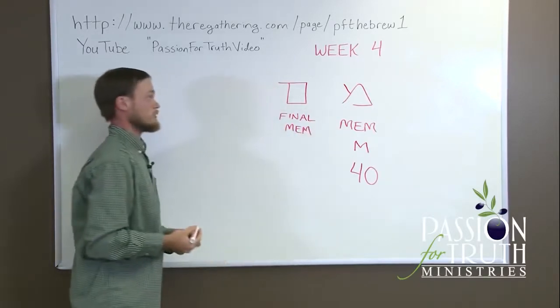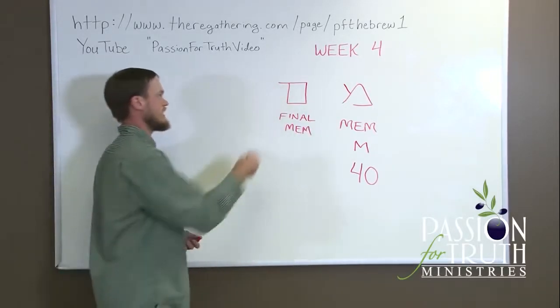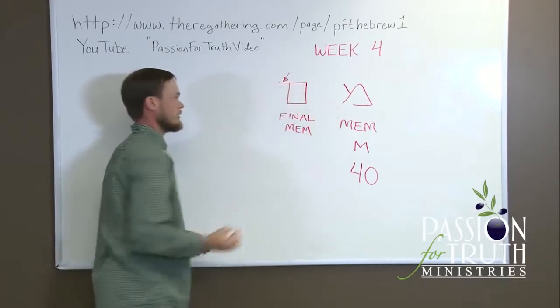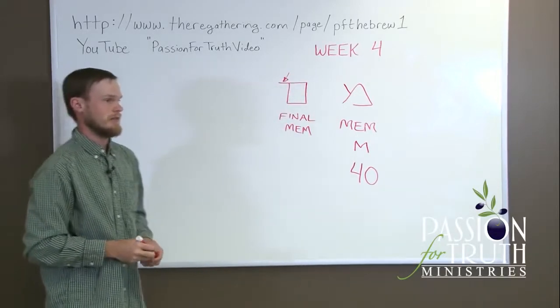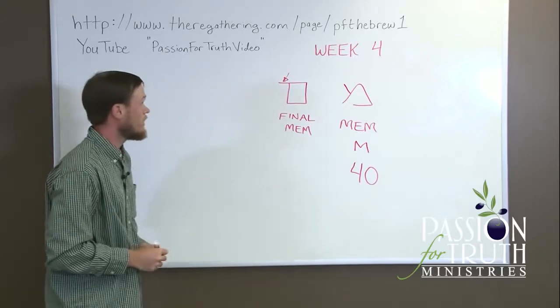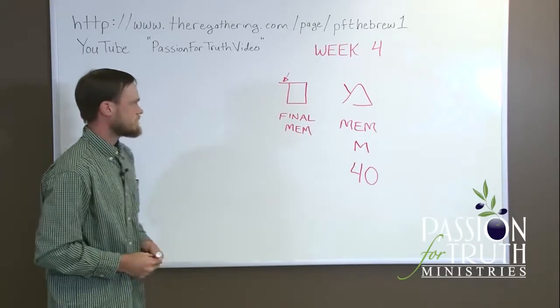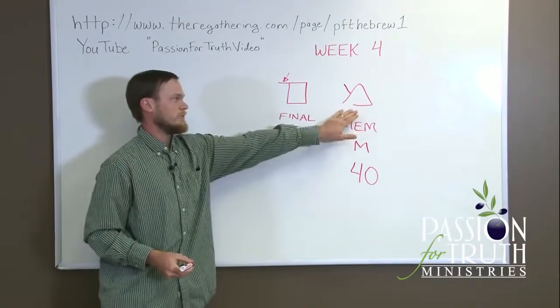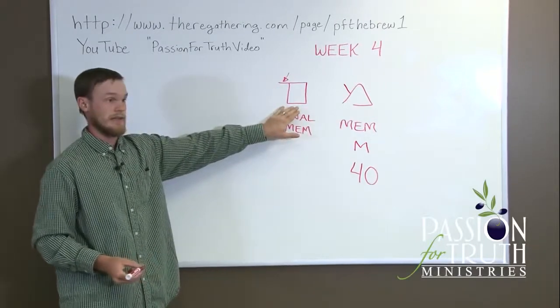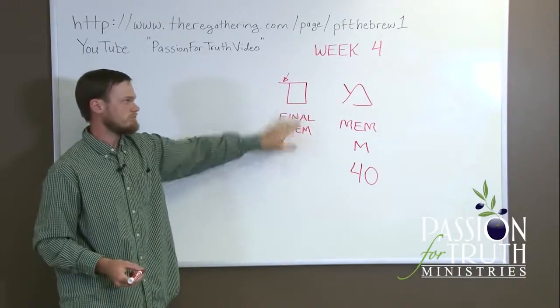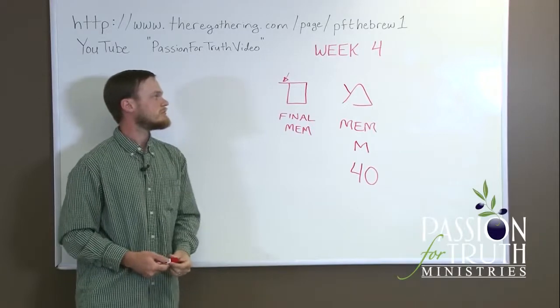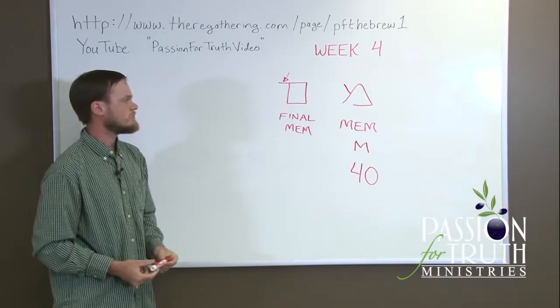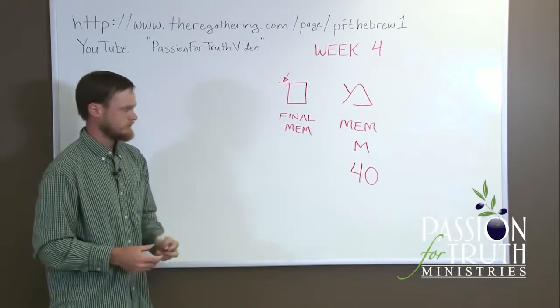Which basically looks like a square. It does have this little tail coming off the side here, but how large that tail is, again, depends on the font that you are reading. So, regular mem and mem if it's at the end of a word.